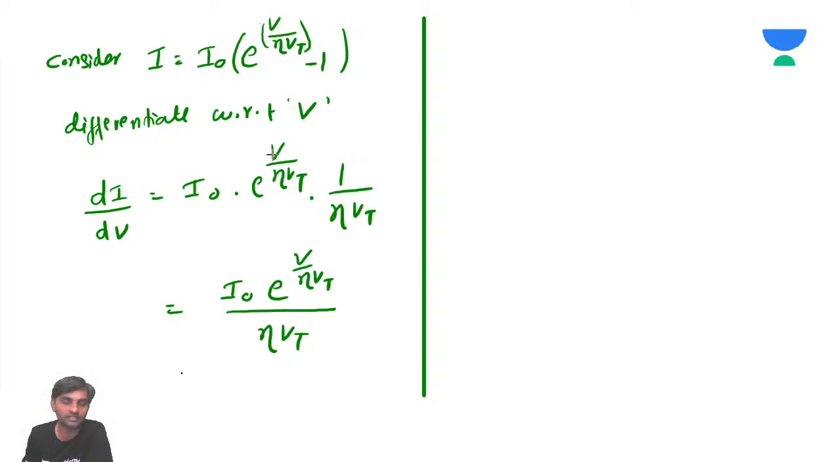But whatever function is existing in the exponent, because of that we get one by eta Vt. This is a constant. Let's say e power ax, which is nothing but a times e power x. This is the formula which we have discussed. So dI by dV is going to be I naught into e power V by eta Vt, divided by eta Vt.